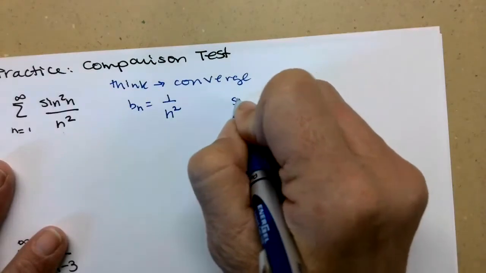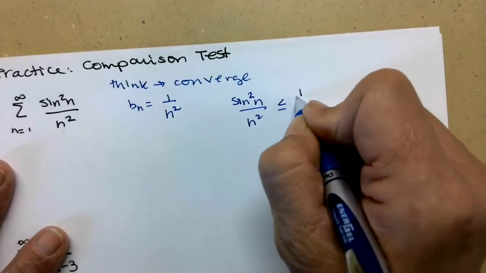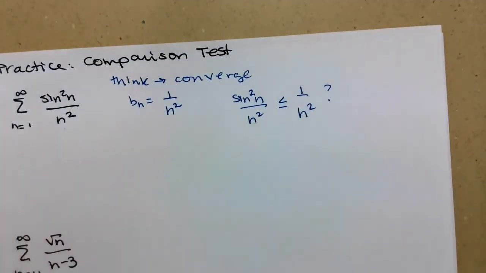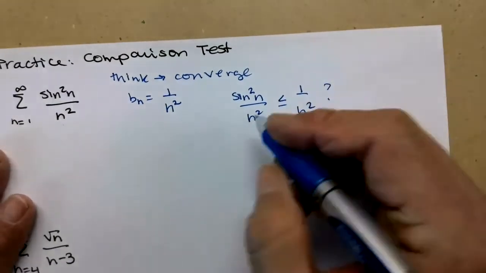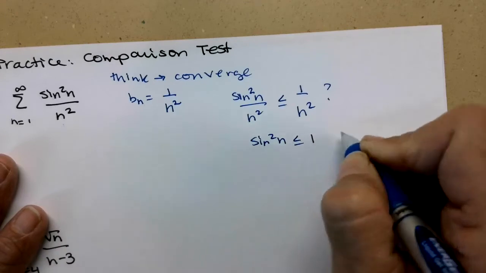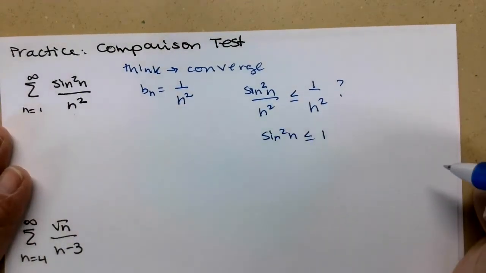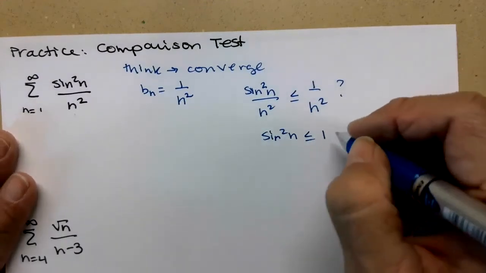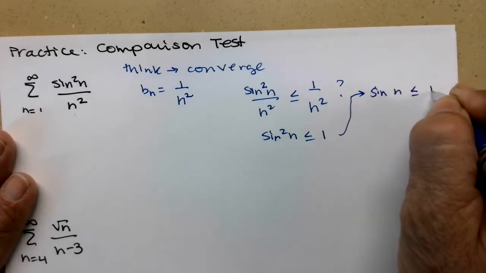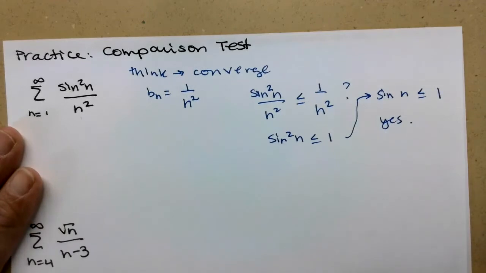So is it true that sine squared n over n squared is less than or equal to 1 over n squared? Well, it is. So we could multiply out our n squared. Then, is it true that sine squared n is always less than or equal to 1? And it is. You can check that on the unit circle. You could square root both sides if you want to go one step further. Is it true that the sine of n is less than or equal to 1? Yes, by the definition of your trig functions.